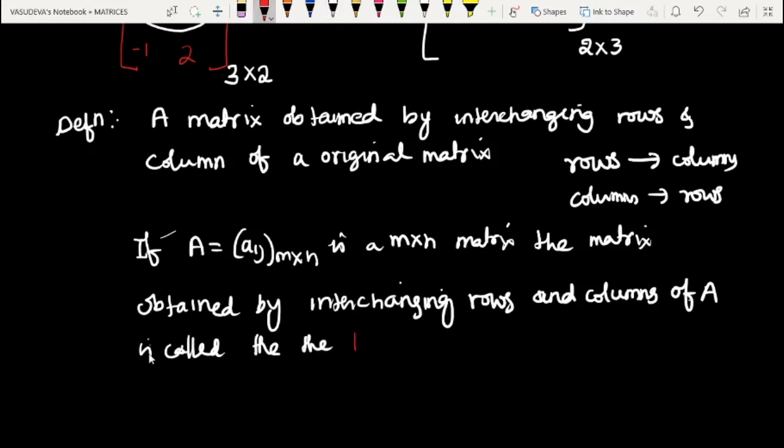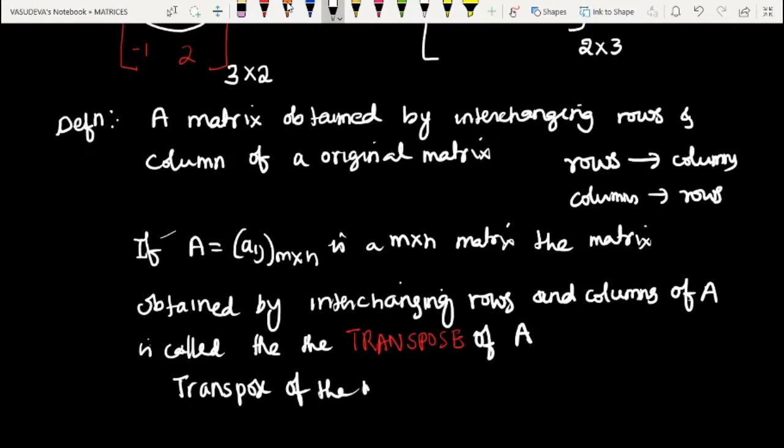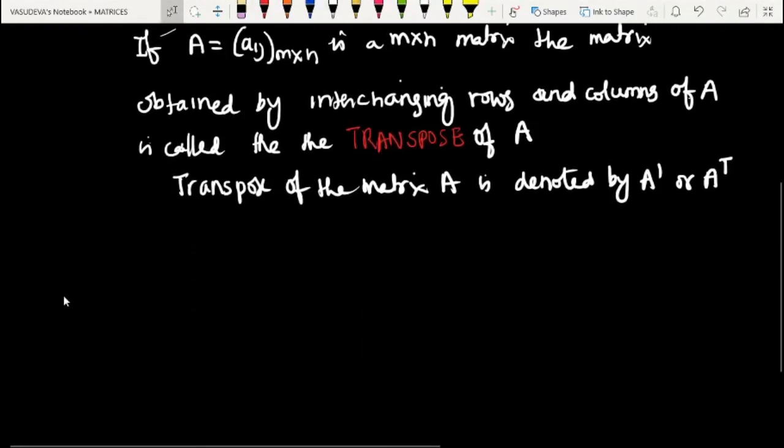It's called the transpose of a matrix A. So it is denoted by the transpose of a matrix A. The transpose of the matrix A is denoted by A dash or A power T, A transpose. We have to read it as A transpose.